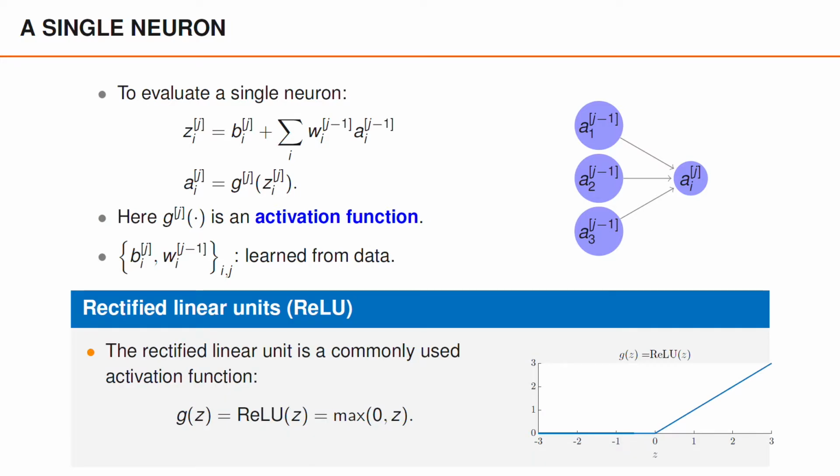As of 2019, the rectified linear unit is by far the most commonly used activation function for the hidden layers. A rectified linear unit, or ReLU for short, takes the maximum of the input variable and 0. This means that whenever the input is negative, the output is 0. If the input z is instead positive, the output is z.